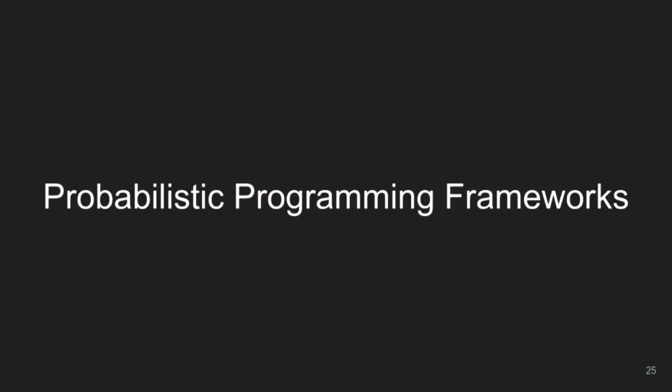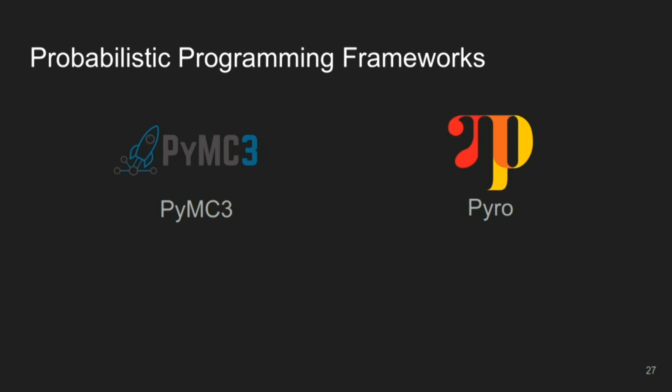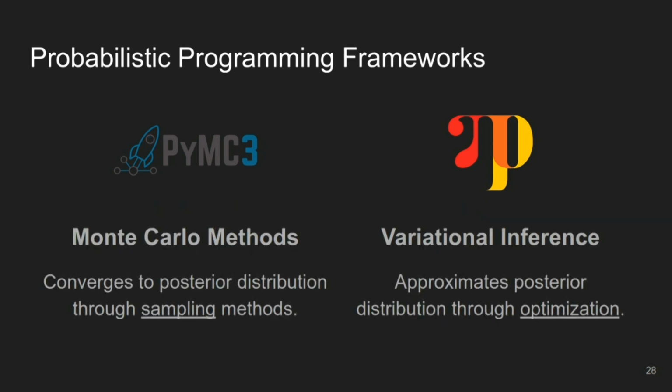The frameworks we're going to use in this talk are two, particularly PyMC3 and Pyro. There are more frameworks, but I chose these two because they approach the problem of probabilistic programming from two different approaches. PyMC3 focuses on Monte Carlo methods, and the basic idea of Monte Carlo methods is to approximate the posterior distribution through sampling. Contrary to this, variational inference, the strength of Pyro, approximates the posterior distribution through optimization. So, two different approaches to the same problem, and we will see what each does in a bit.